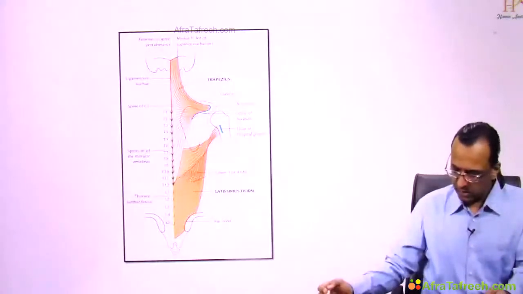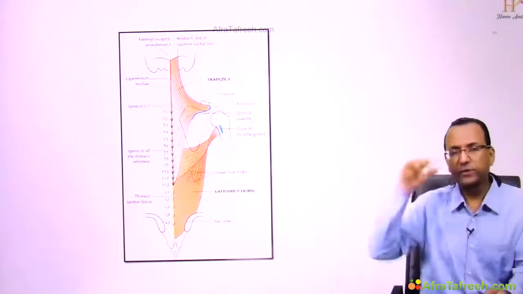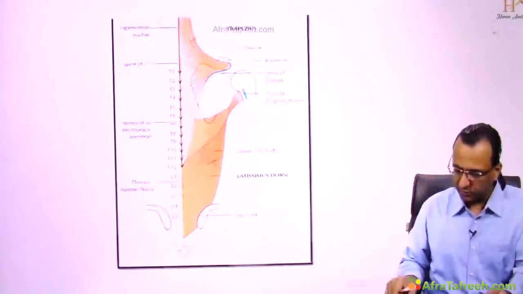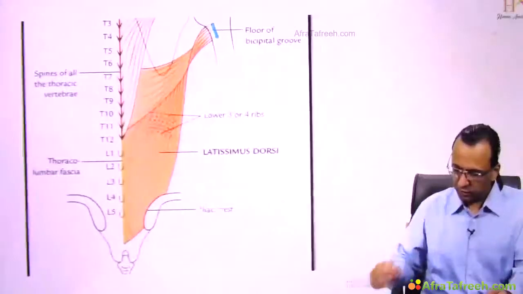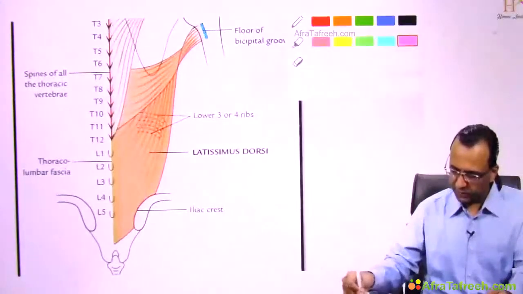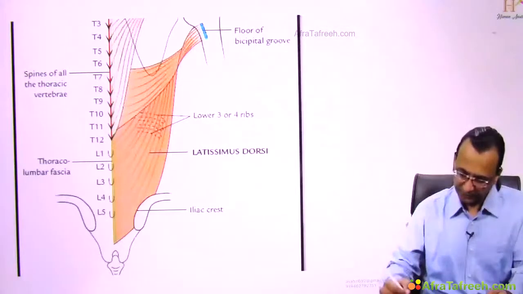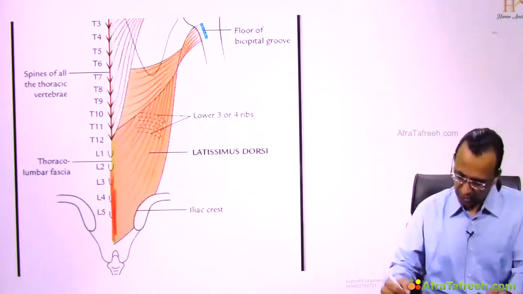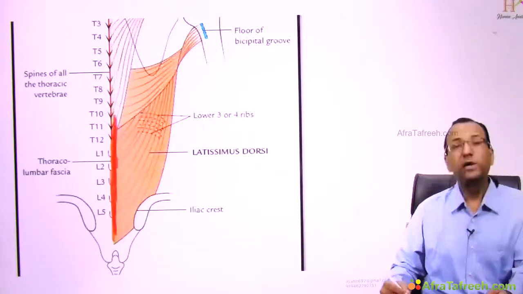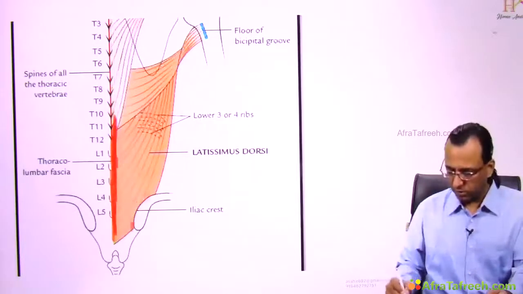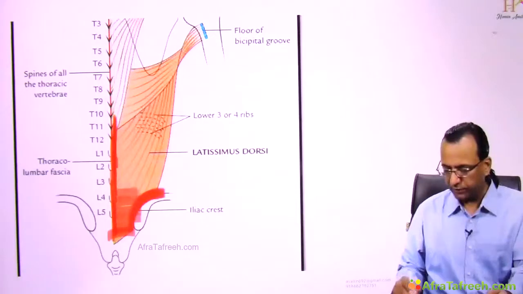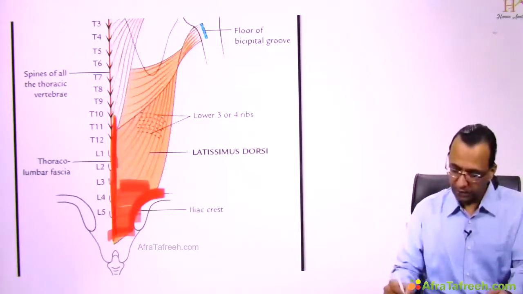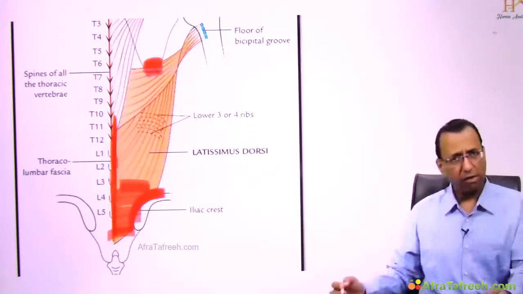This is again the same diagram, but it is for the muscle of the lower back, that is latissimus dorsi. What is the origin? You see, the origin is here: the lower vertebra, and also the iliac crest of the hip bone and thoracolumbar fascia, and also the inferior angle of scapula. So this much origin.